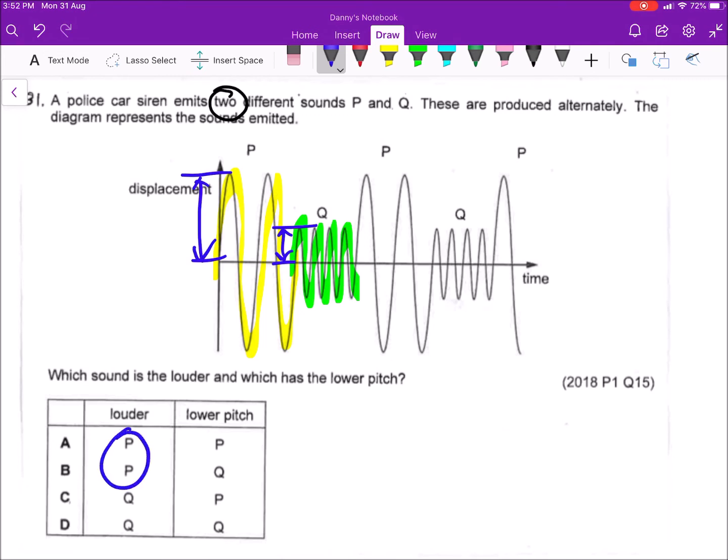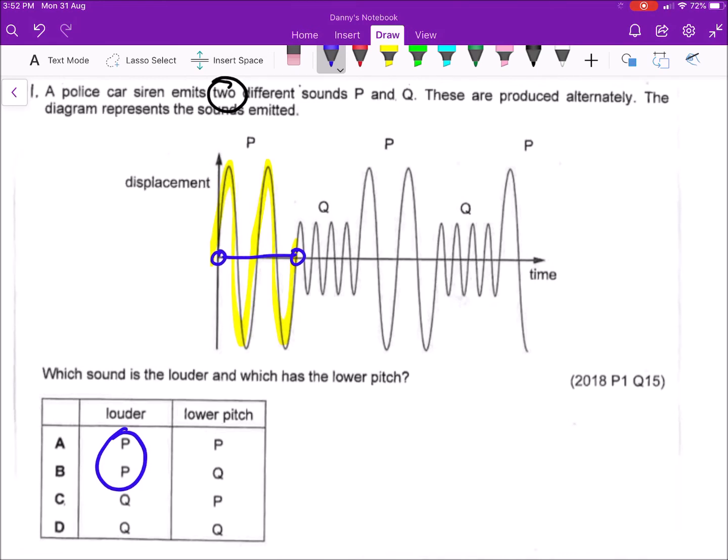Which one has a lower pitch? Lower pitch means that the frequency is lower. So P has the lower frequency. You can see that 2 waves occupy such a big time, whereas for Q, 2 waves are just from here to here. So we say that P actually has a lower pitch. So A is your answer.